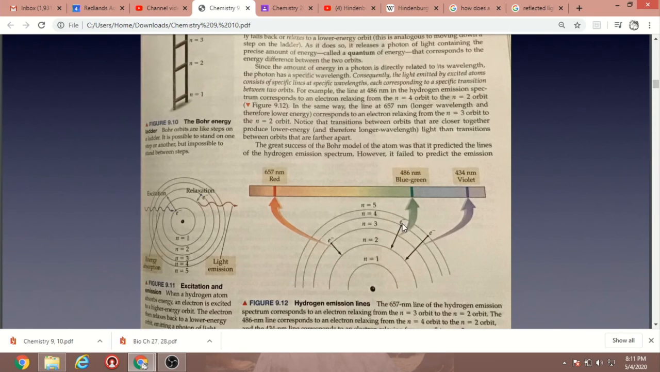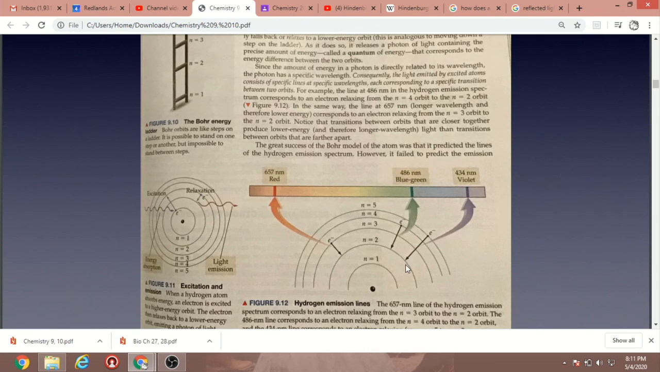Now, if you're this electron and you're at the second level still, and you get energized to the fourth level, that's an even higher amount of energy, and then you fall back 2 energy levels back to level number 2, then that amount of energy, that quantized amount of energy, is 486 nanometers of wavelength of light, which is bluish green.